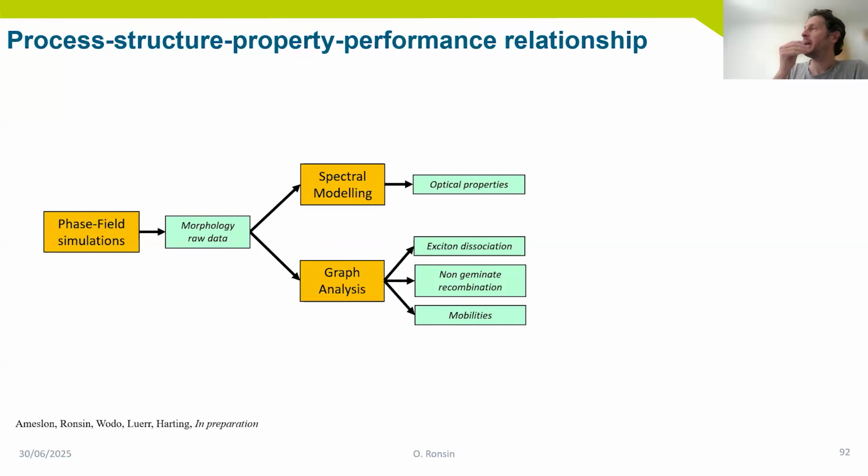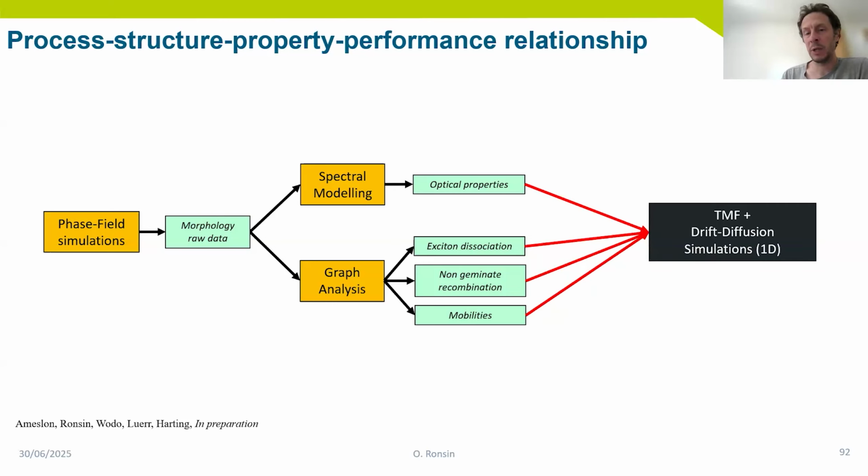On the other hand, for other descriptors, other properties that might be morphology dependent, we need to work a little bit more using graph analysis tools. And if we do that, we can have descriptors for exciton dissociation, for instance. Not only that, but also for non-geminate recombination and for mobilities. And all these parameters, this is what we need to feed optoelectrical simulations behind, so typically a transfer matrix algorithm or drift diffusion simulations.